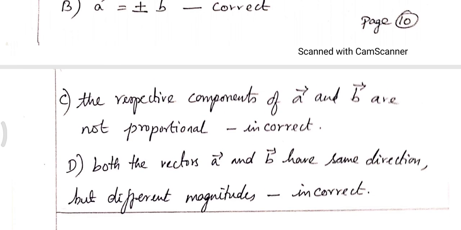Third one, the respective components of A vector and B vector are not proportional. They should be proportional. In some books it is given as proportional, then it is correct. If not proportional is given, then it is incorrect.